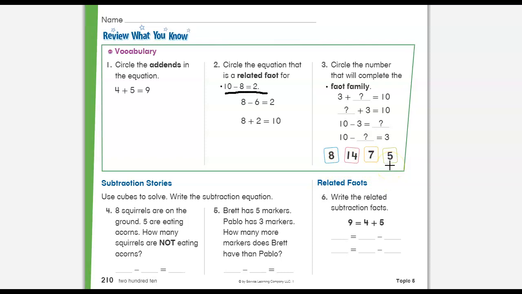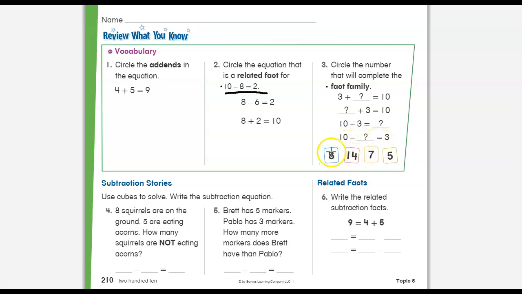So since we are working with a fact family, whichever number you choose must fit in every blank with a question mark. So if you choose 8 as your missing number, check and see. Does 3 plus 8 equal 10? Does 8 plus 3 equal 10? Does 10 minus 3 equal 8? And does 10 minus 8 equal 3?